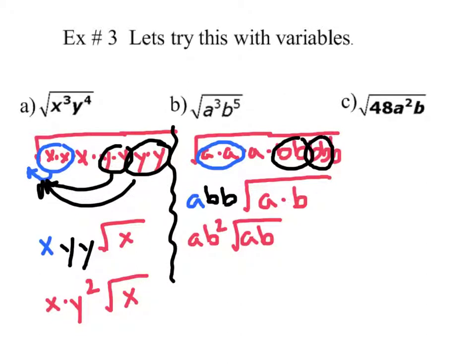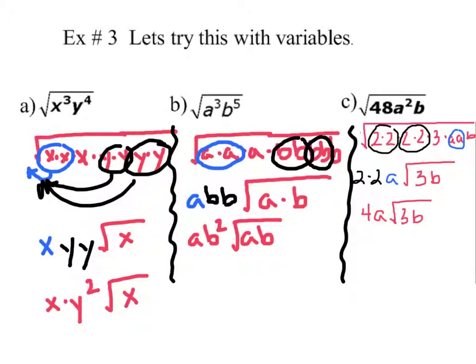You should have wound up with a times b squared times the square root of ab. We had a pair of a's that came out together and 2 pairs of b's that snuck out together. Then we simplified what was out in front of the radical, and what was under the radical was nothing to do there. Try the final one on your own. Pause the video. You should have gotten 4 times a times the square root of 3b.